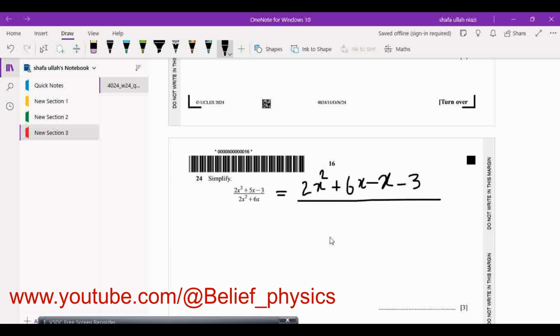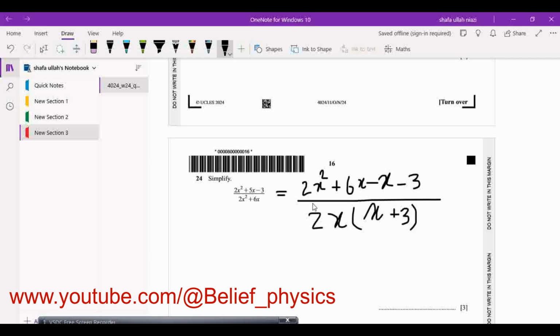We can take 2x common from the denominator. When we take 2x common, this 2x square becomes x inside the bracket, and 2 times 3 is 6, so we write 3 instead of 6x in the bracket. So we get 2x into x plus 3.